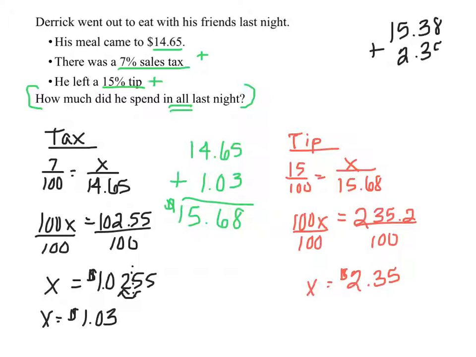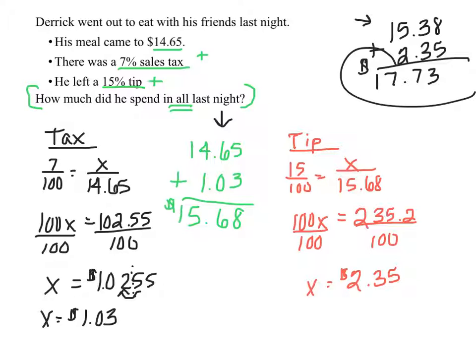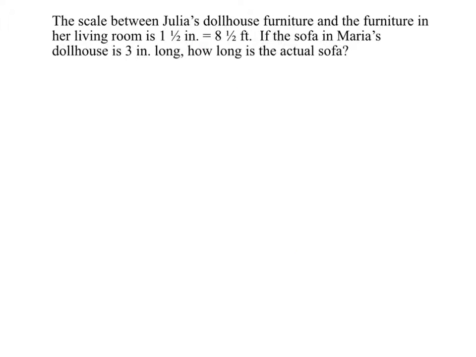of $2.35, and I get a final total of $17.73 that he spent in all last night. Again, as a rule of thumb, usually when you have 2%, that means you're going to have 2 proportions and probably a step in between. So we had to add for tax and add for tip. If it was a discount, we would have subtracted.